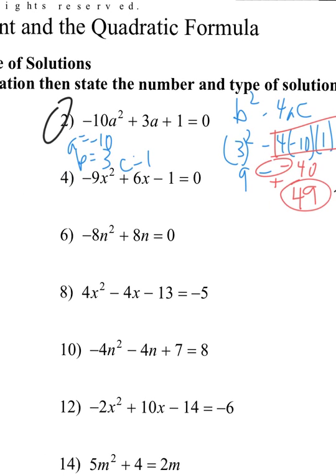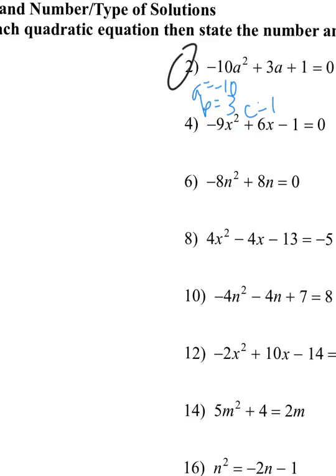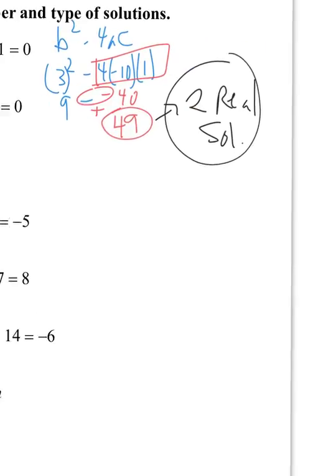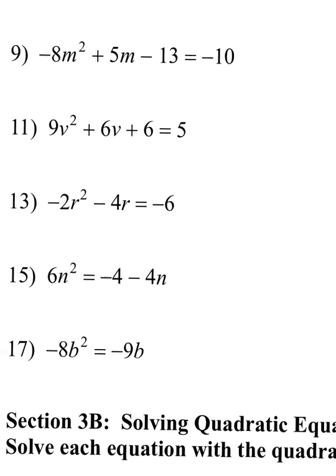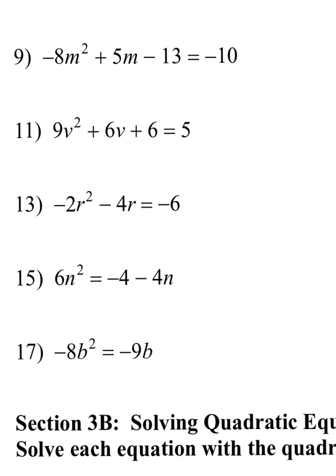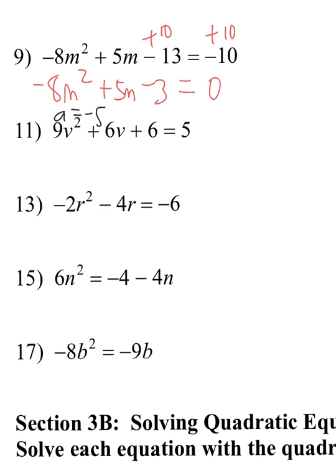Okay, now let's go down and let's do number 9. Notice this one is not in the right form. We have to set it equal to 0 as our first step, so I need to add 10 to both sides. So I have negative 8m squared plus 5m minus 3 is equal to 0. Now we can identify our a, b, and c. So a is negative 8, b is 5, c is negative 3.